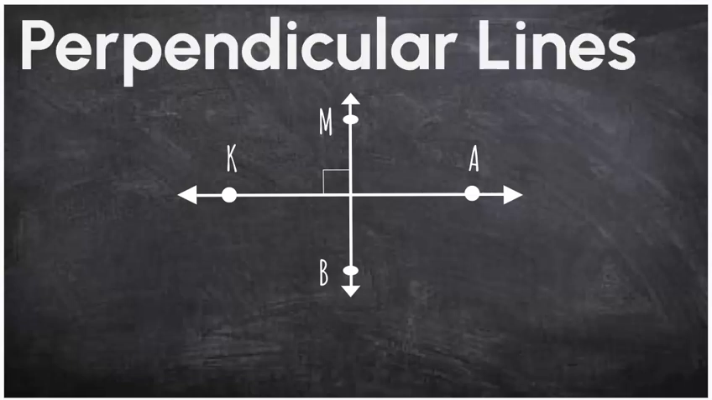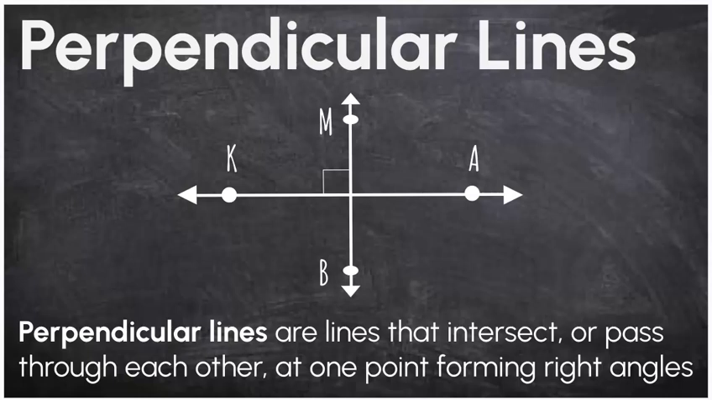Perpendicular lines. What makes these perpendicular lines? Perpendicular lines are lines that intersect or pass through each other at one point, forming right angles. And all four of those are right angles forming that square, that 90-degree square. These are a special kind of intersecting lines called perpendicular because of that.